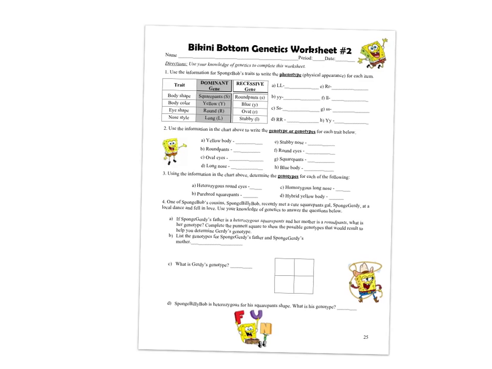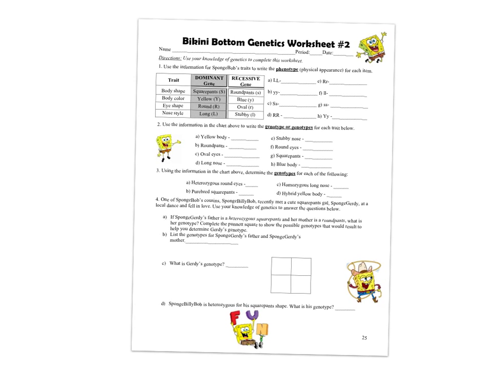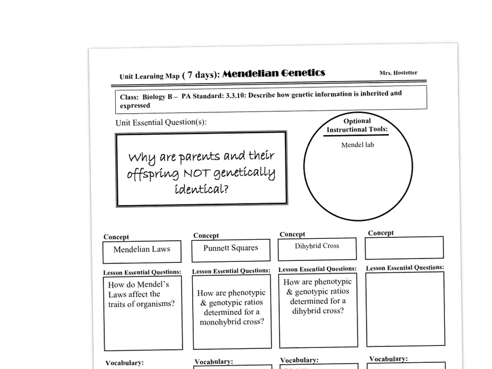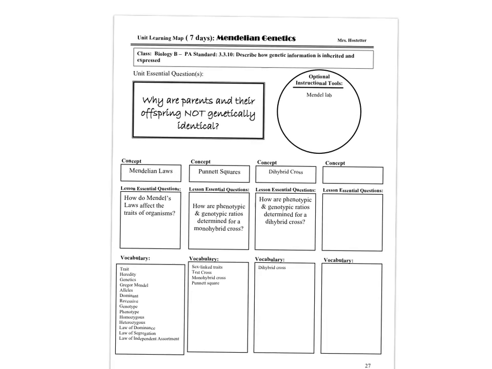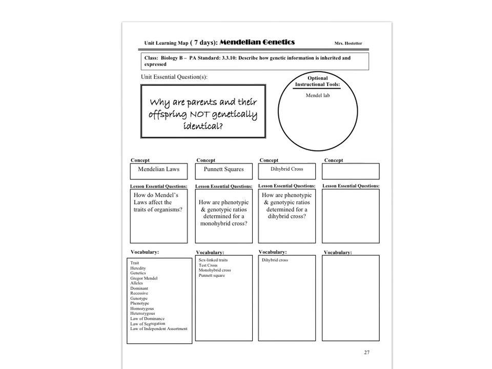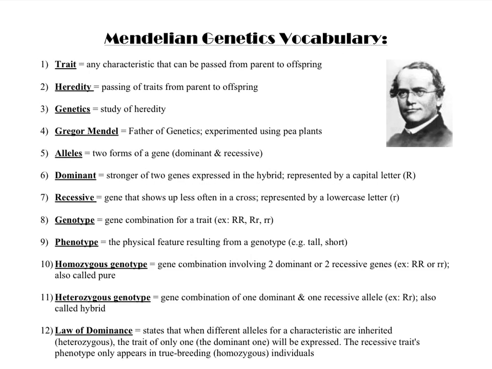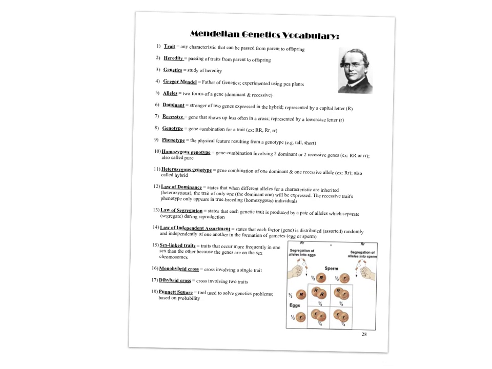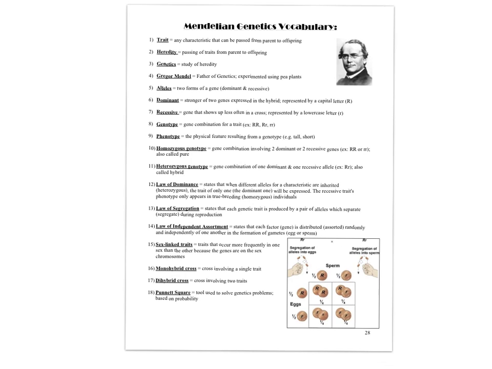Here's some more genetics working, more practice, more dominant recessive stuff. And here's some more genetics review questions that should hopefully finish off what you need to know. And here's a Mendelian genetics overview with the concepts and vocabulary. So there shouldn't be any issues with Mendel's laws, the concept of Punnett squares, the concept of hybrid crosses. Hopefully you got all the vocabulary words and all the ideas ready to go. And here's the actual vocabulary that I've already given you. So hopefully all together this works out for you and you understand what's going on.